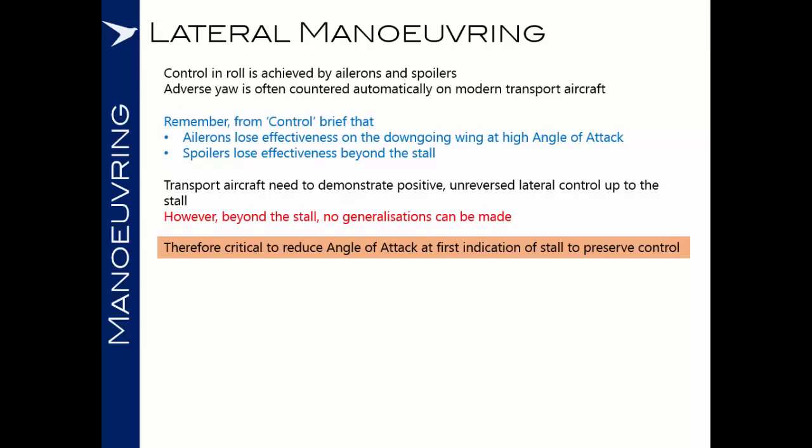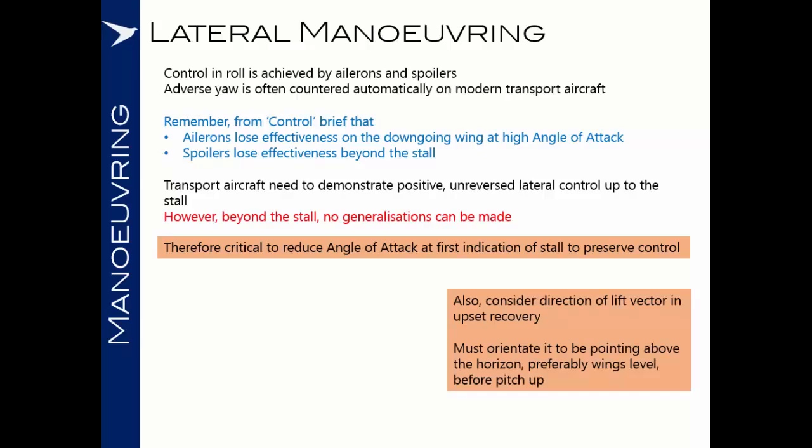And so, it's critical to reduce the angle of attack at the first indication of a stall in order to preserve control. Additionally, as we saw in the last slide, it's important that we consider the direction of our lift vector in upset recovery, and we need to orientate it to be pointing above the horizon and preferably wings level before we start that pitch up, in order to maximise the rate at which we can achieve the nose pitching back to the horizon, and also to make sure that we remain within the load factor limits for our aircraft.